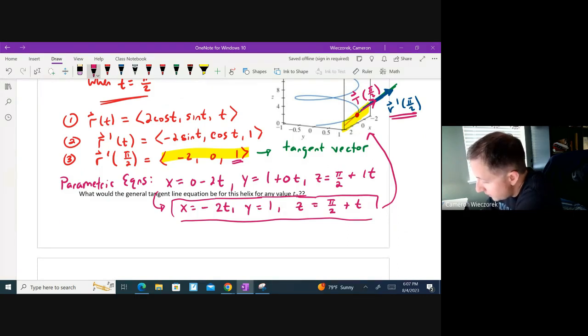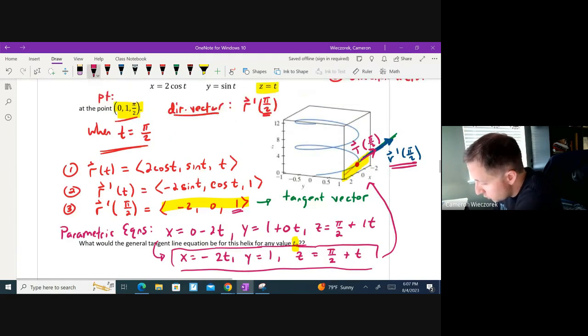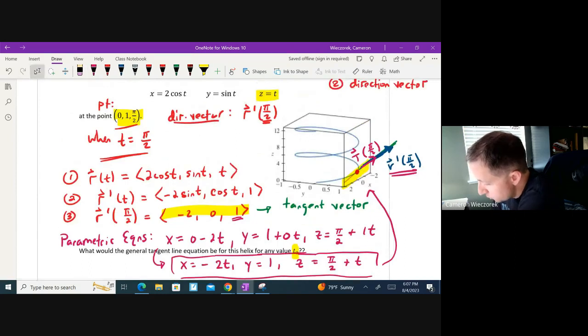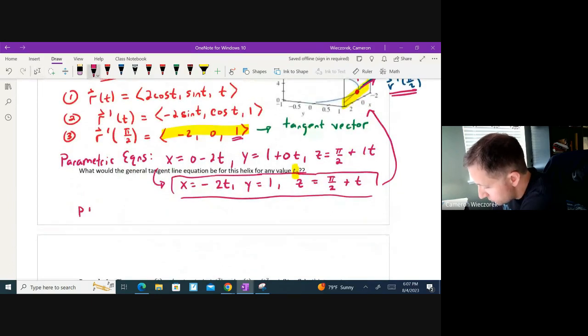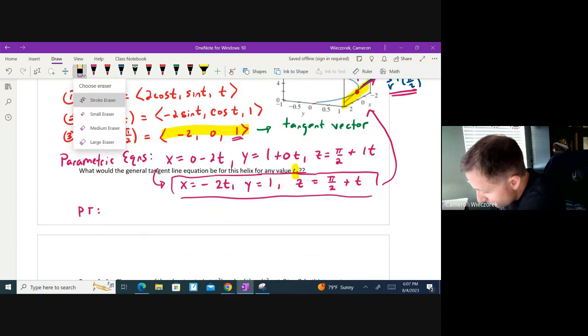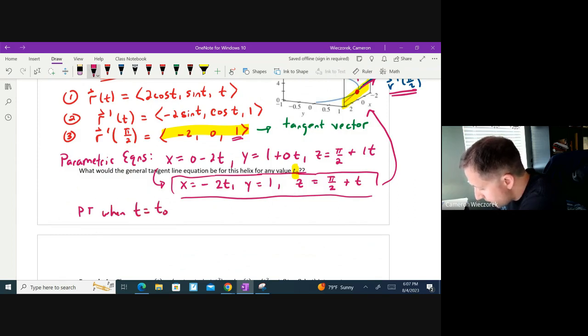Now, what if we wanted any general point t naught instead of just the point when t equals pi over 2? We can do that. The general expression is going to pass through a point, so we need a point and a direction vector still. The point is just going to be the point produced when t equals t naught for r.